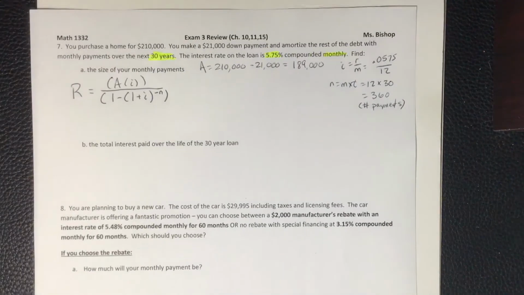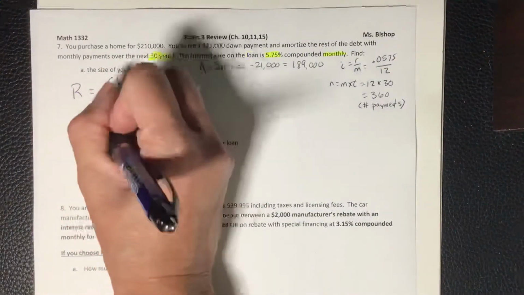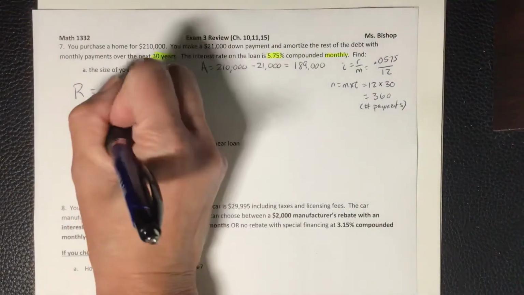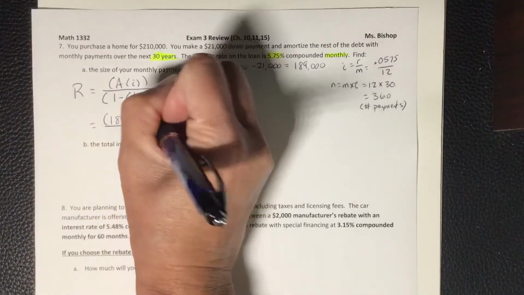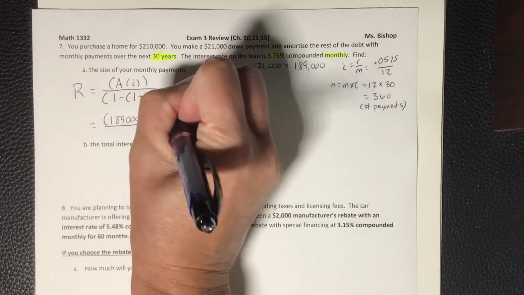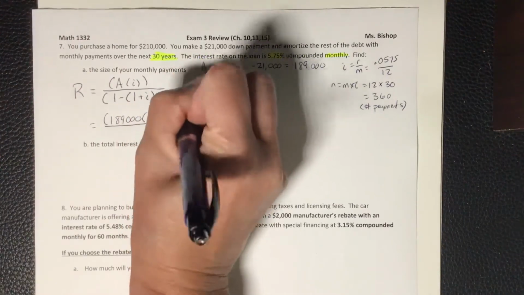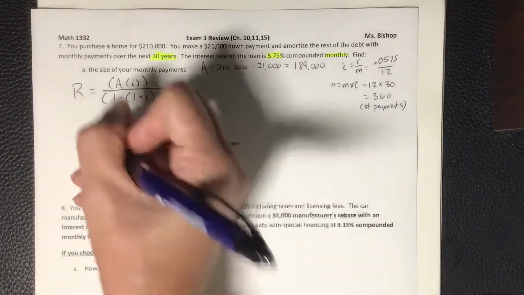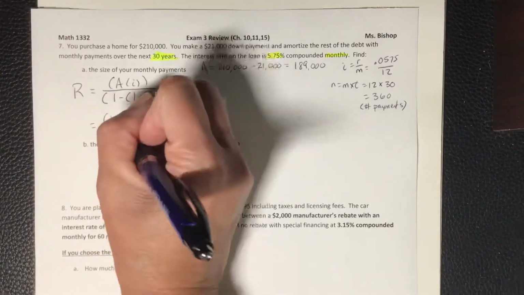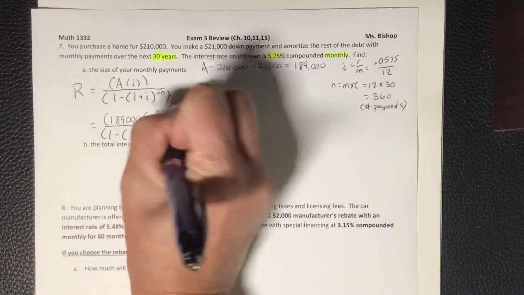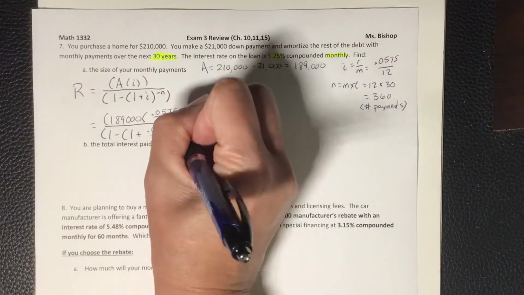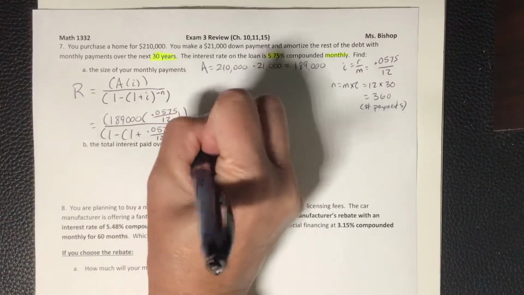All right, so we have all of our information. Now we're going to plug everything in. In the numerator, we have 189,000. We're going to multiply that by 0.0575 divided by 12. Close, close. Parenthesis 1 minus, parenthesis 1 plus, 0.0575 over 12. And we're going to raise this to the negative 360.